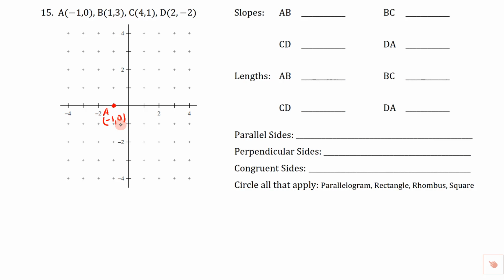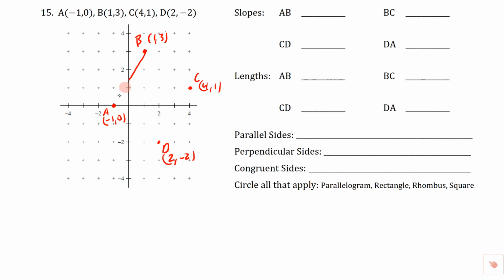And then we've got B at (1, 3), so that's over 1 and up 3, so we're right here for B. So B is (1, 3), and then C is at (4, 1), so we're right here. C is (4, 1), and then D is at (2, -2), so we're down here. So D is at (2, -2).